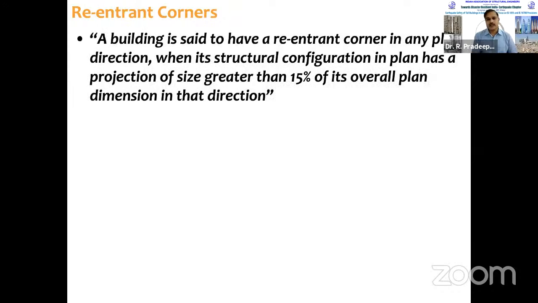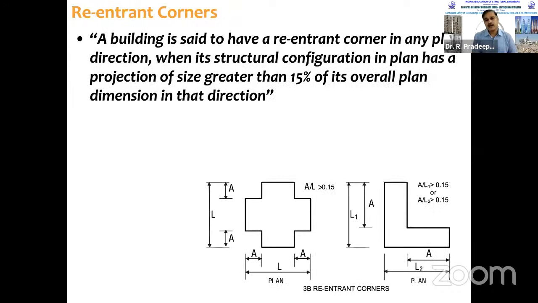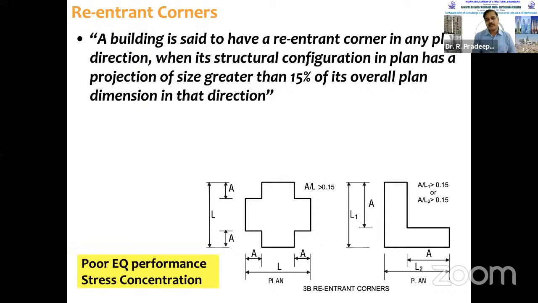Then re-entrant corners. This is the definition from 1893. A building is said to have re-entrant corners if the projection is greater than 15% of the length in that overall plan direction. What happens is poor earthquake performance from that kind of structure, and stress concentration takes place at these junctions.